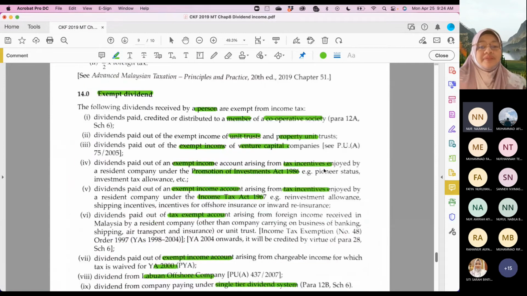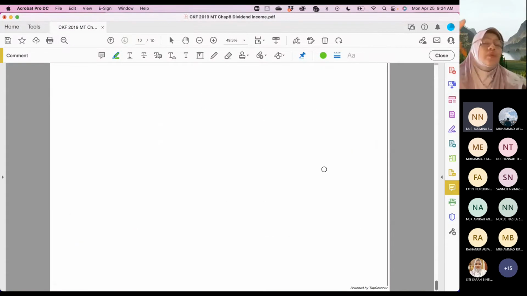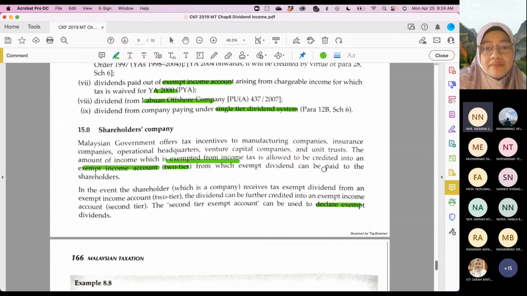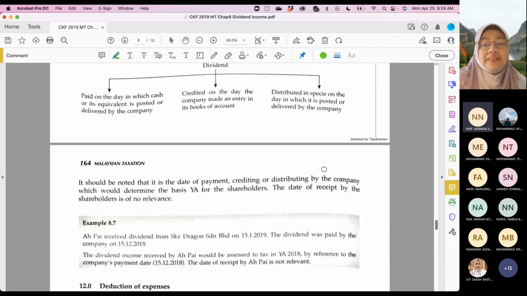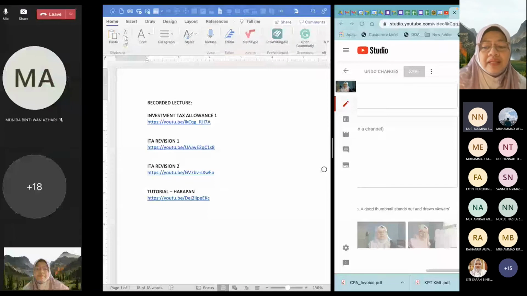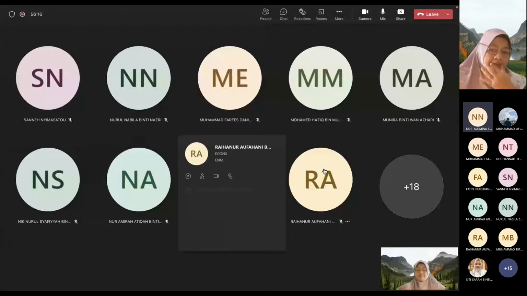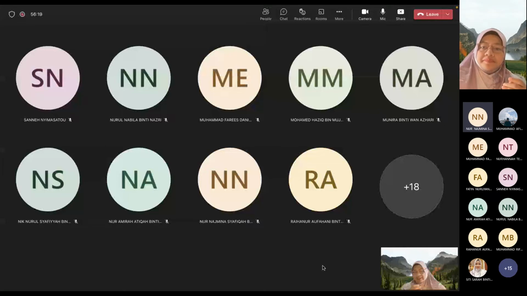So that covers dividend. It's very easy. Whenever you have dividend income, you just put it as exempted. That's it. Any question on this? Anyone? Any question on the dividend income? Very easy. Whenever you see dividend income, whether it's from a Malaysian resident company or from a foreign source company, you put it as exempted. Very easy.